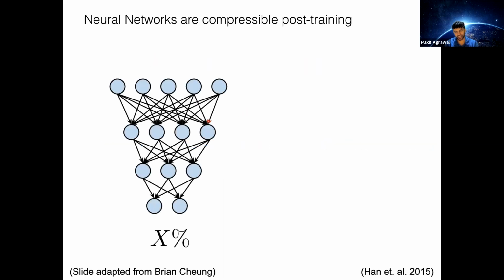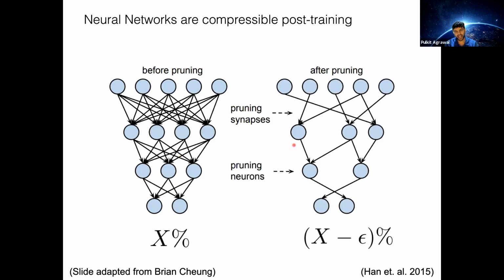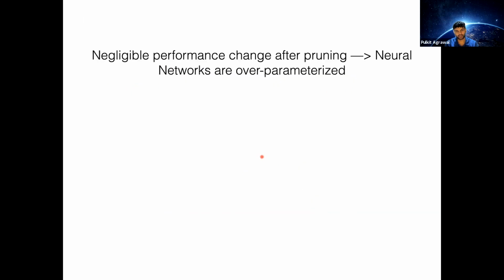So they have relied on this finding that people have found. Suppose I train a neural network, and I get, say, X% performance, then I can reduce a lot of the connections, and I can also delete many of the neurons, and we only get a very small drop in performance. What this means is that neural networks have a lot of parameters which are redundant and could be removed. So this means that we have a lot of extra parameters in my network to begin with.